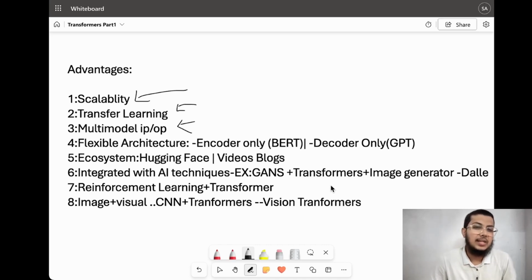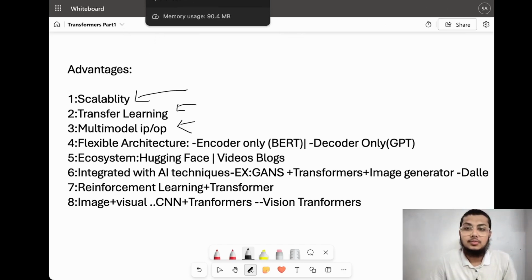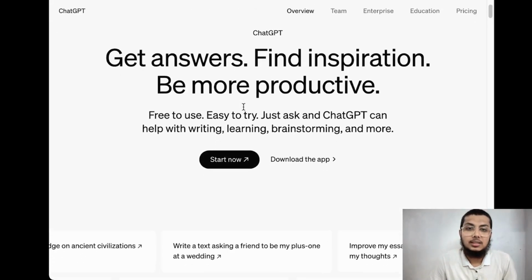So these are 5 or 6 advantages of transformers according to me, which you should know, and you will be good to go. So now let's discuss applications of transformers. I'm telling you the most famous transformer applications. You must have heard about them. The first one is ChatGPT, right?